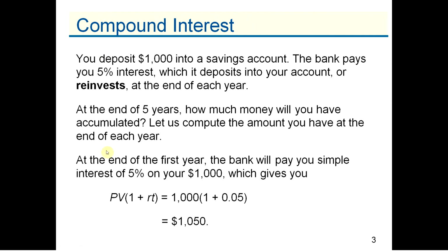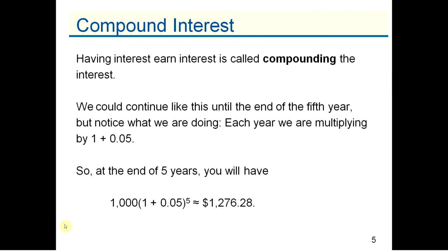So we're going to use our compound interest formula. This formula down here is our simple interest formula. At the end of the first year, it actually ends up being the same as our compound interest. But the second year, the principal value changes. So instead of only being $1,000 like it was when we did our simple interest, it's now $1,050 because we've earned $50 the first year. Having that interest earn interest is compounding the interest.